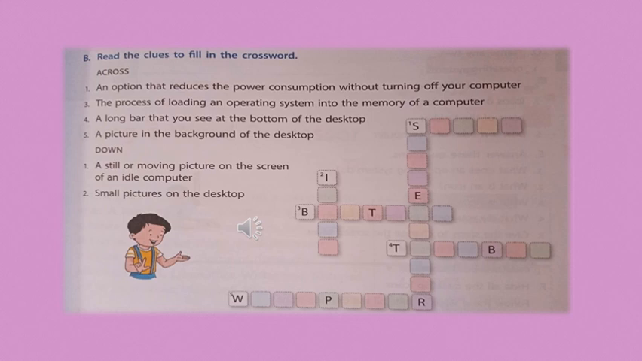Then second one is given down. Third one, the process of loading an operating system into the memory of a computer, that is known as booting. BOOT is given there, ING. BOOTING, booting. Near the question also you write the answer. Then fourth question, a long bar that you see at the bottom of the desktop, that is taskbar. What is the spelling?